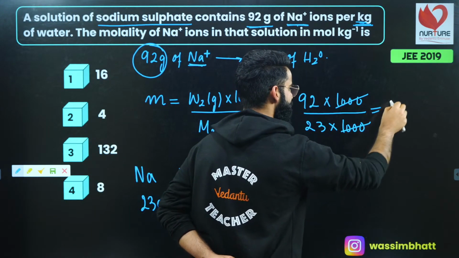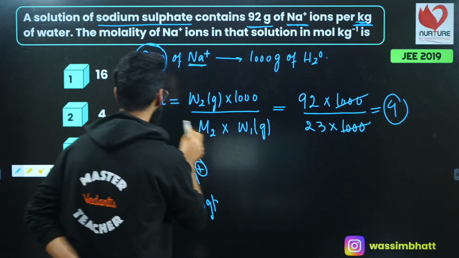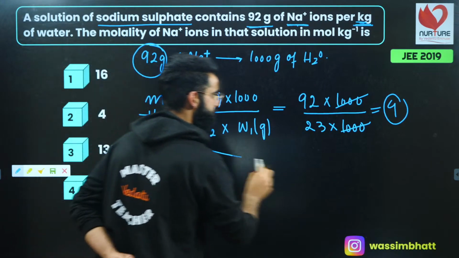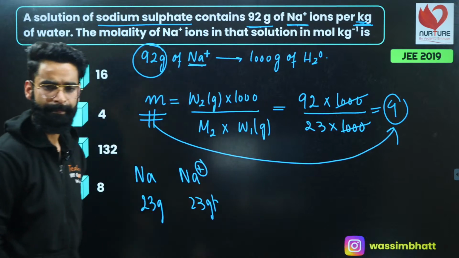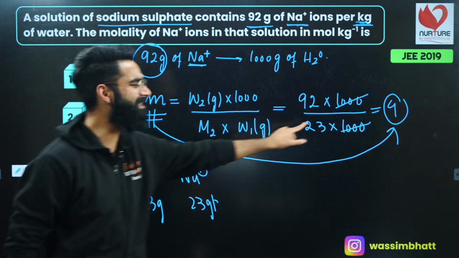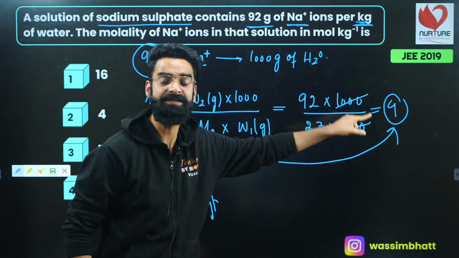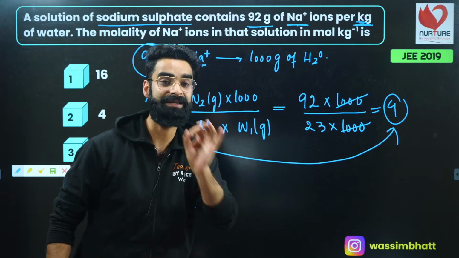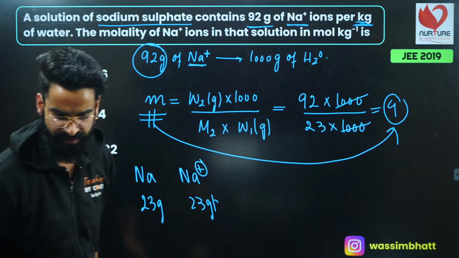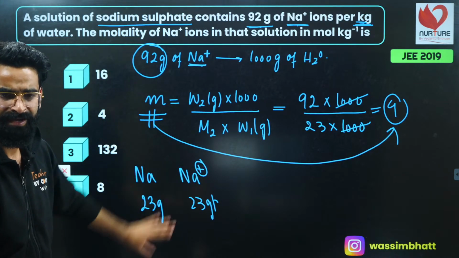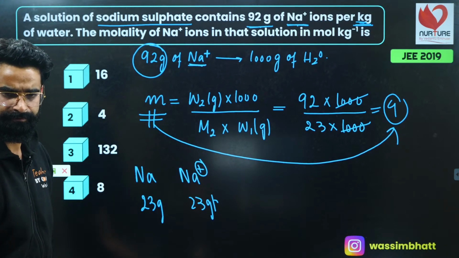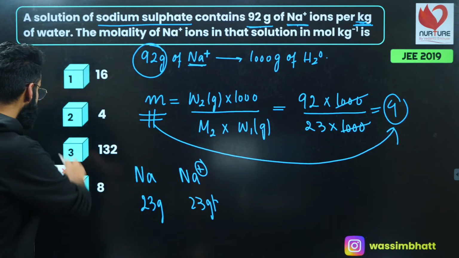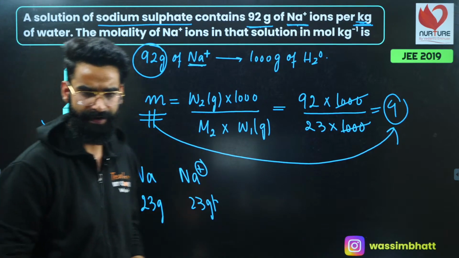This and this get cancelled. The value comes out to be 4. So you got to know the molality of Na positive in the solution is 4. If I ask you what it exactly means, it means 4 moles of Na positive are present in 1000 grams of solvent, 1000 grams of water. Just let me know in the chat box if it's clear to everyone. The correct option is going to be option number 2, right?